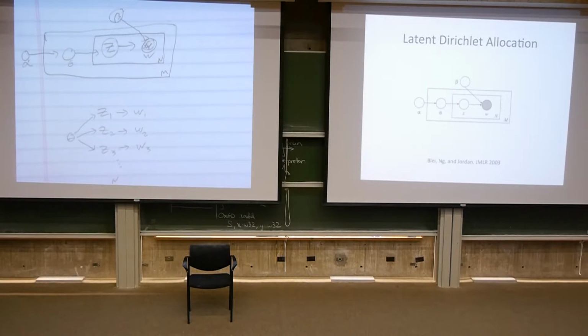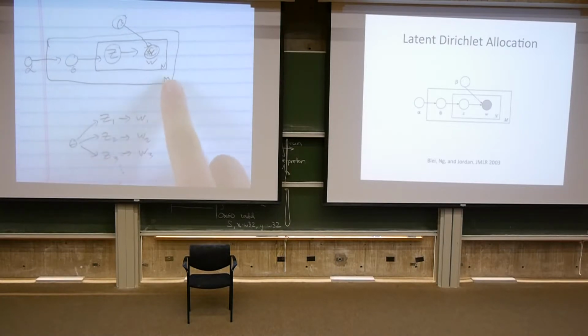So the plate, the box there with the N, just means replicated N times. And then the outer box means M times, so we have N times M of these W's in here. What this model is for is basically if you have a bunch of text documents, according to this model, the way text documents work is they have a bunch of words in them. Each word is about some topic, and each document is about a set of the topics.